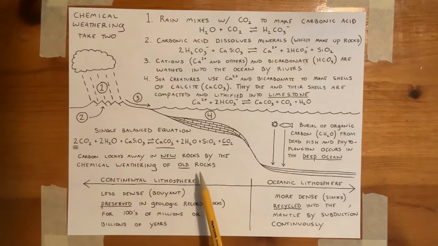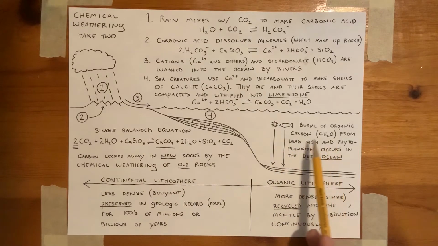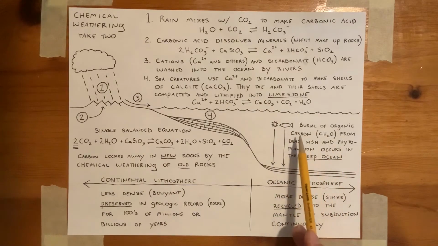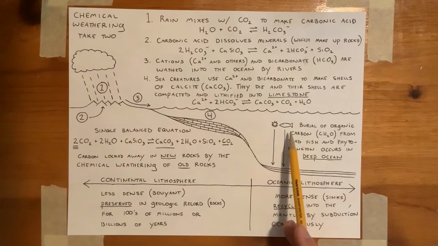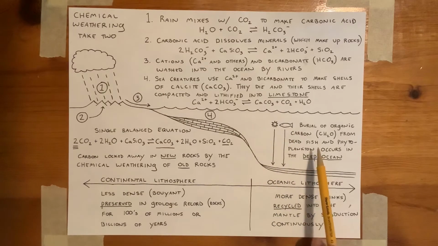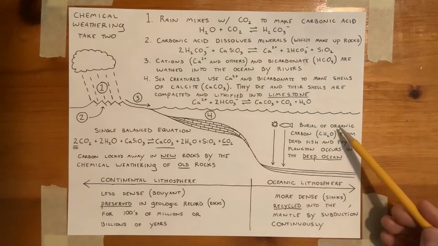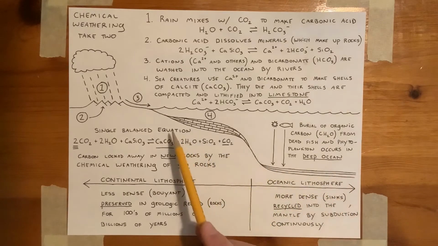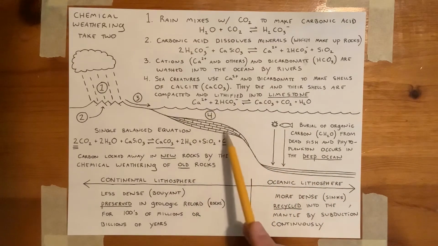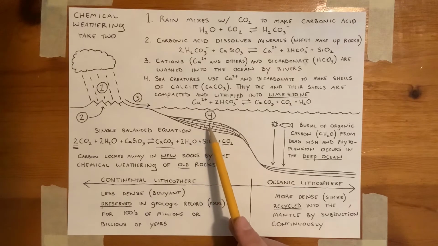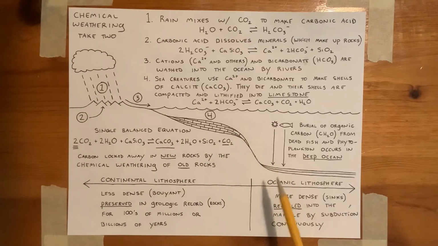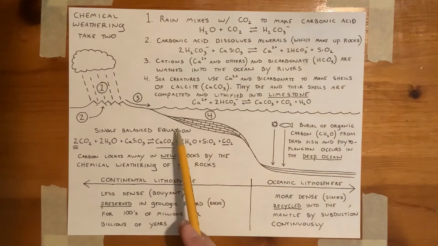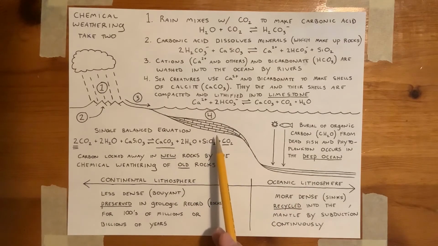Now, the important difference between this process and the burial of organic carbon made by photosynthesizing plants in the sea and from dead fish and whatnot, the important difference between the burial of this carbon and the burial of this carbon as limestone in shallow seas is where this action happens. So step 4 here, the deposition of limestone at the bottom of shallow seas. This takes place at the edges of continents.